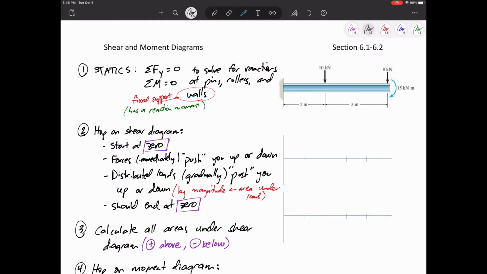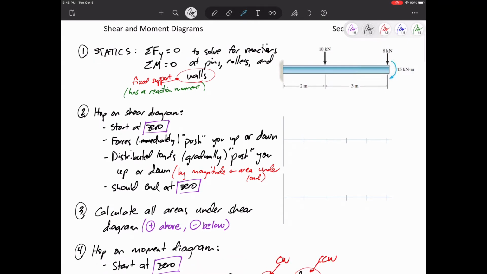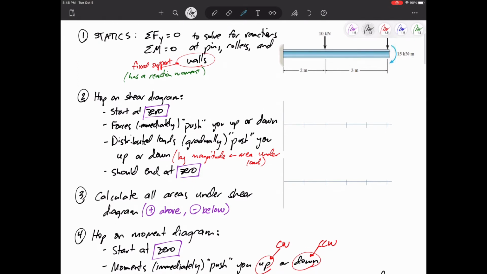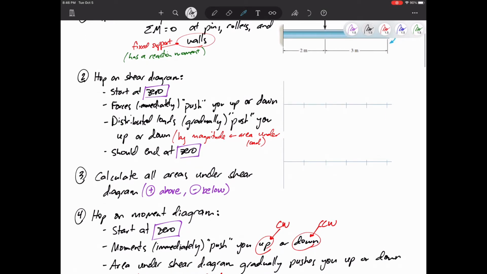Then between the shear diagram and the moment diagram, I like to calculate the area under the shear diagram. Positive area above, negative area below, and then I'll use that when I go to the moment diagram. I'm getting pushed up and down immediately by concentrated moments and gradually by the area under the shear. All right, so those are my rules.